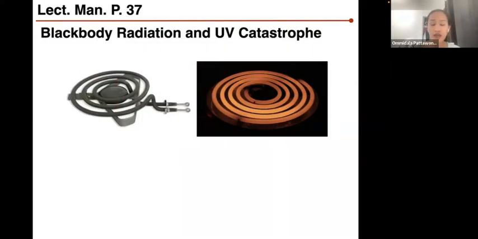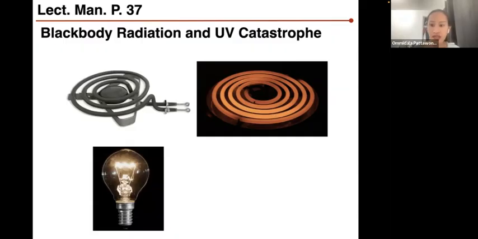Blackbody radiation is the emission of light from a hot object, and the color of the object before it gets heated, most of them are black, so that's why it's called blackbody radiation. As it gets heated, it's going to start to glow or emit light. And this light can be emitted in the visible light region and also in the infrared region as well, which is just the heat that we feel.